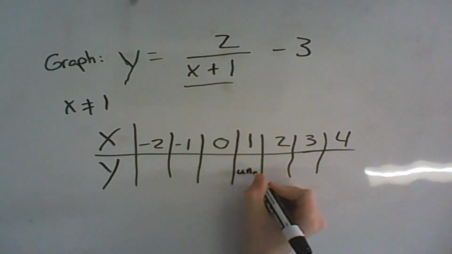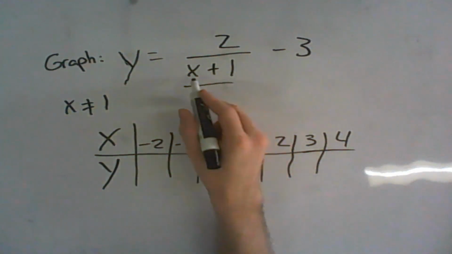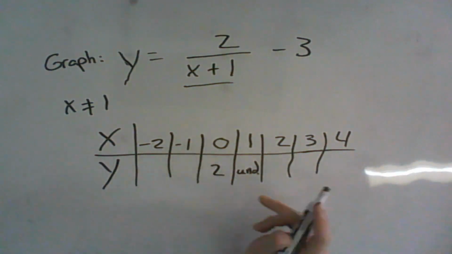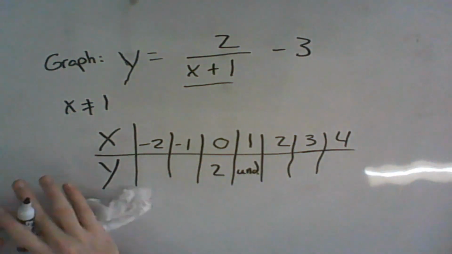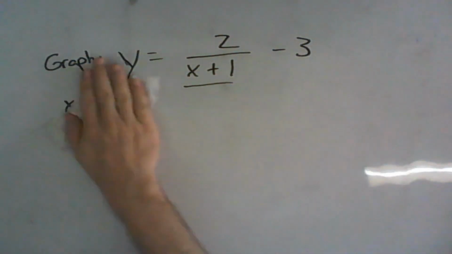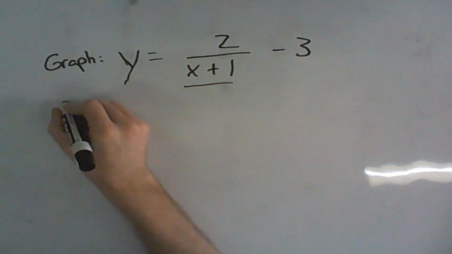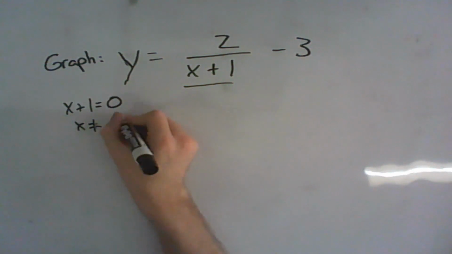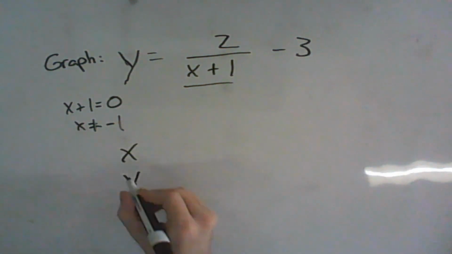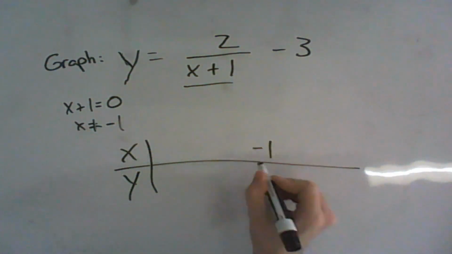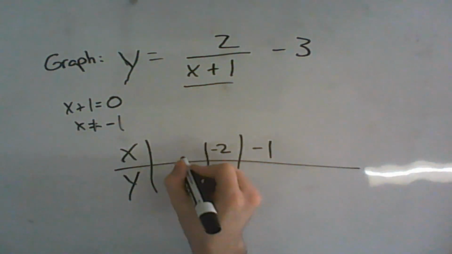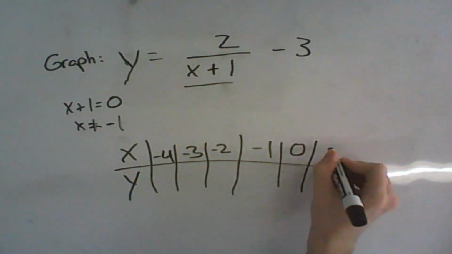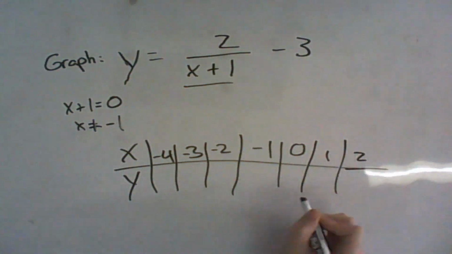So this is going to be undefined. This is going to be 0 plus 1, 2. It's going to be 2. This is going to be, oh wait, sorry. My apologies. This does not make sense. This is why you have to actually do the math. So x plus 1 equals 0, then x can't equal -1. This is when you accidentally go too far over. And 0, 1, 2. Okay, that makes more sense.